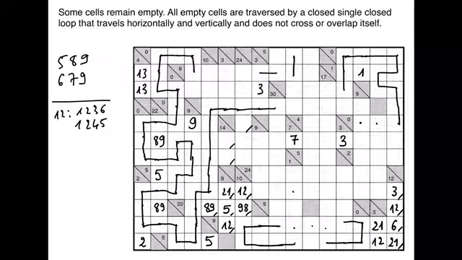So this has to be a 3, and still not sure about this. Does it go like this and down, or does it go like this with a 5 here? Still not sure. Now, this 3 makes this a 1 and this a 3.